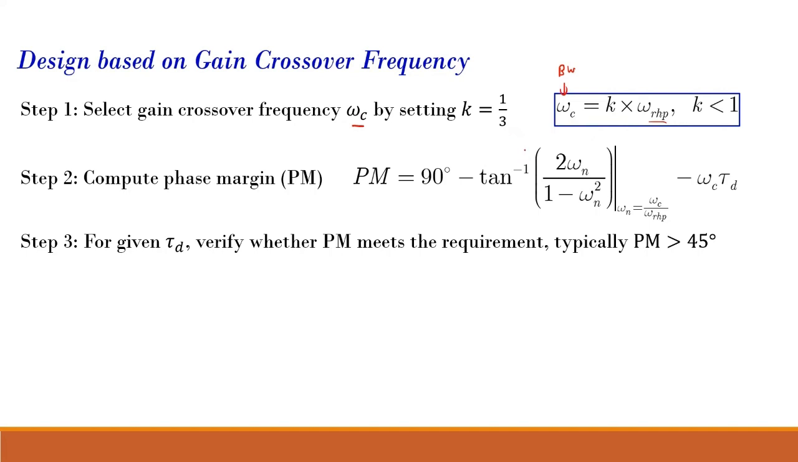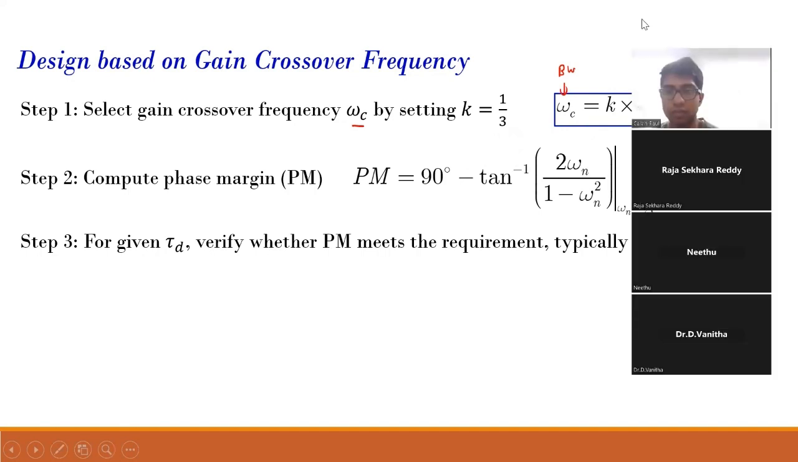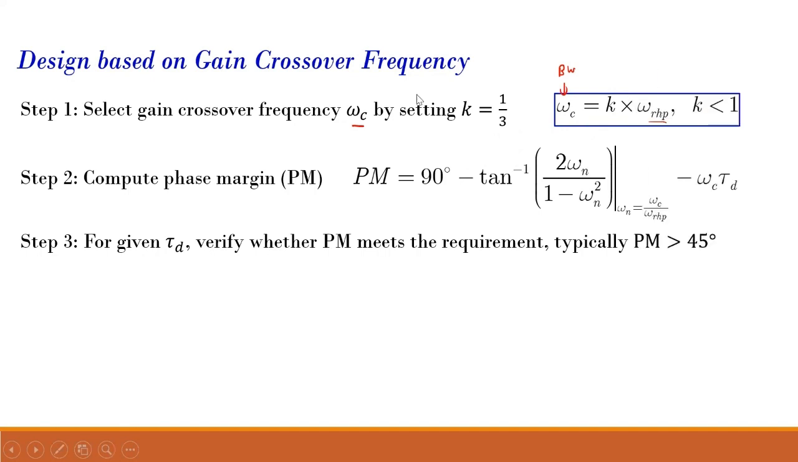Once I set that value, my phase margin will be 90 minus tan inverse of 2 omega n upon 1 minus omega n square, at omega n equal to omega c by omega RHP, and minus omega c tau d. This last term is due to my delay. This is not my derivative tau d; this is due to my delay.